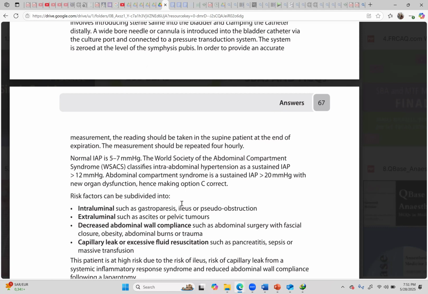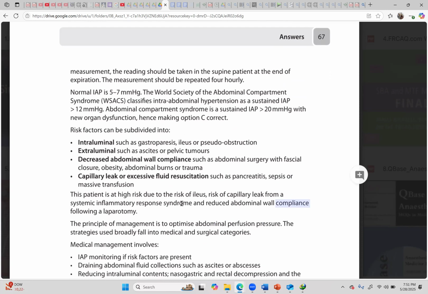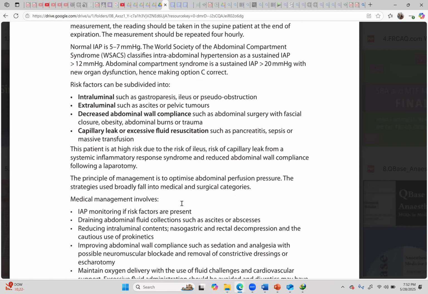Another reason is capillary leak or excessive fluid resuscitation, such as pancreatitis, sepsis, or massive transfusion. And compliance will be decreased, such as with abdominal surgery with fascial closure, obesity, abdominal burns, or trauma. This patient is at risk of raised abdominal pressure because of risk of ileus, capillary leak from SIRS, and reduced abdominal wall compliance. So all the risk factors are there, and maybe we are even giving extra fluid. All these factors make it more prone to the development of abdominal compartment syndrome.